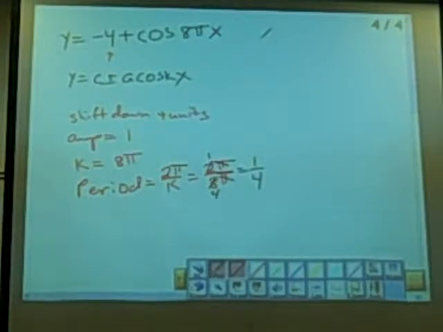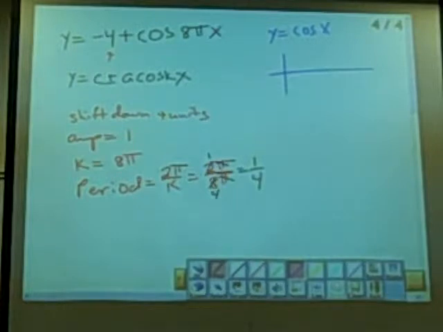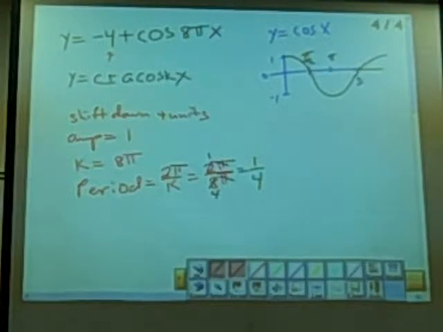Okay? Alright, well, here's our original graph for cosine. y equals cosine x, before any shifting, right? And where does cosine start? Does it start at 1 or does it start at 0? It starts at 1, right? So this is going to come up here. And so here's our increments, right? Pi over 2, pi, 3 pi over 2, and 2 pi before any shifting or anything like that, right?